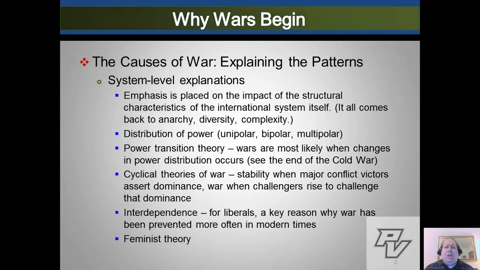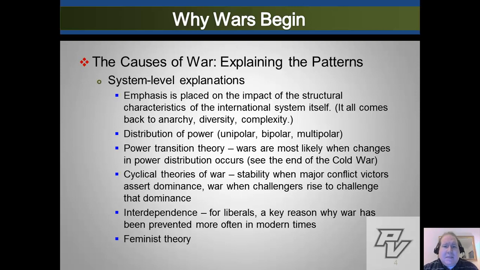So let's take a look at the patterns, and to do this we're going to break it down by levels. We've talked about the levels before: system level, state level, and individual level. We're going to do that once more here. Start with talking about system level explanations. The explanations from a system level always seem to come back to the structural characteristics that we talked about at the very beginning of the course. Anarchy, diversity, complexity. The more anarchical, the more diverse, or the more complex the situation, the more likely it leads to conflict.